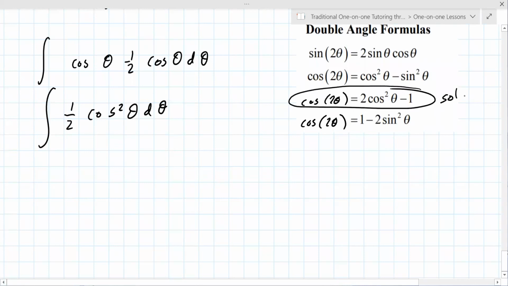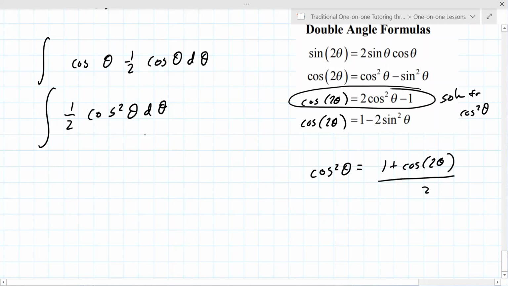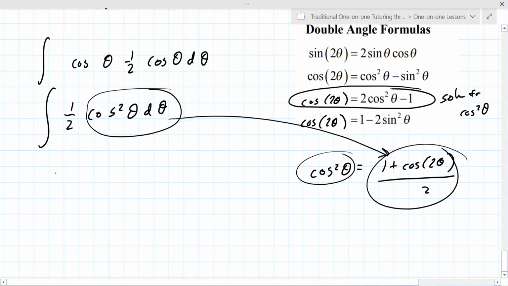This one you've got to solve for cosine squared theta, this thing on the right. So if you remember, you add 1, you divide by 2. Cosine squared theta equals 1 plus cosine 2 theta all over 2. So this part right here, we're replacing with this. It's 1/2 times 1 plus cosine 2 theta over 2, integral of that.